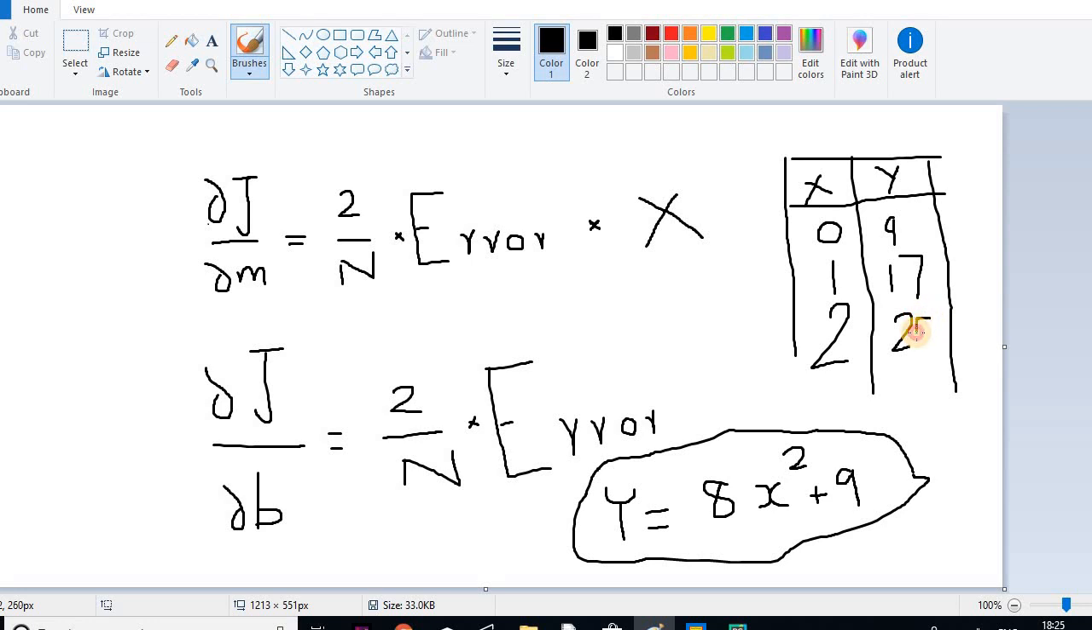Like this, you will give data to this program, and finally you need to come up with this model: y is equal to 8x squared plus 9. That model will be used for future prediction. This is the concept of our machine learning models. Whatever I am discussing, we discussed all these aspects in the previous videos. Just for your understanding, we have come through all these aspects once again.